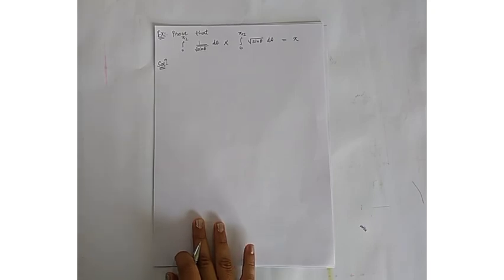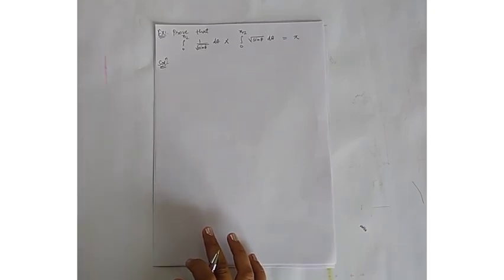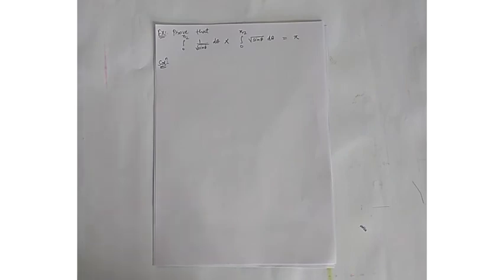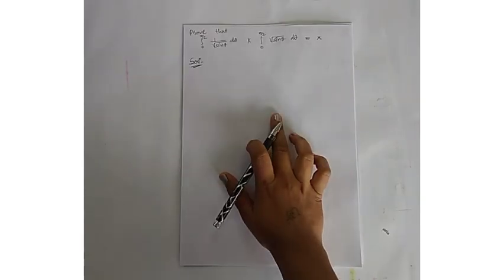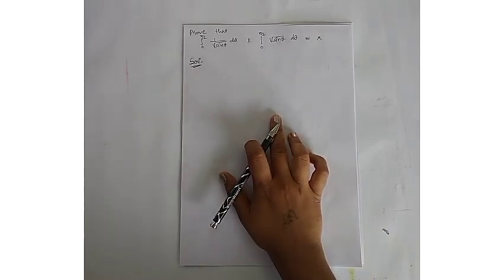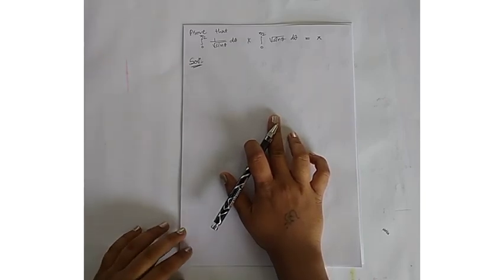Next example is given: prove that the integration with limit 0 to pi by 2 of 1 upon square root of sin theta d theta, into the integration with limit 0 to pi by 2 of square root of sin theta d theta, is equal to pi. So we have to prove that the value of these two integrals is pi.